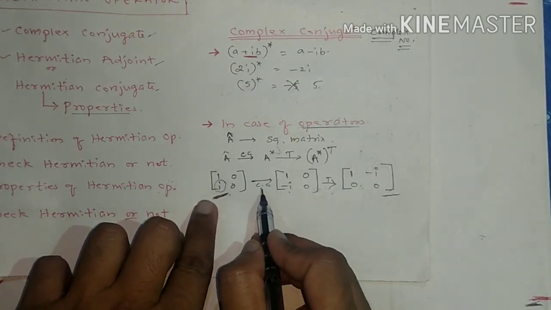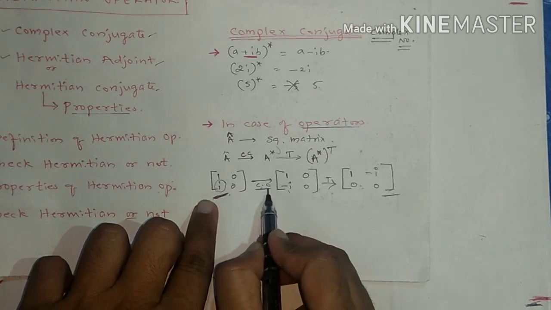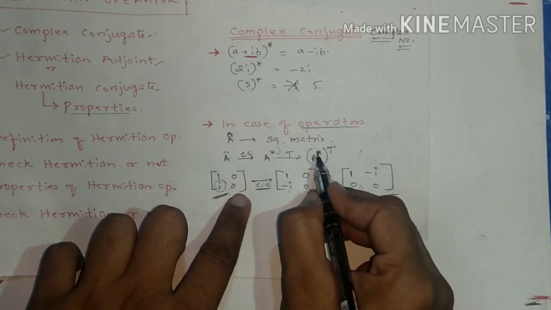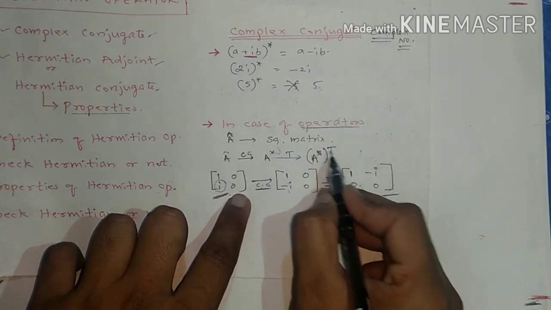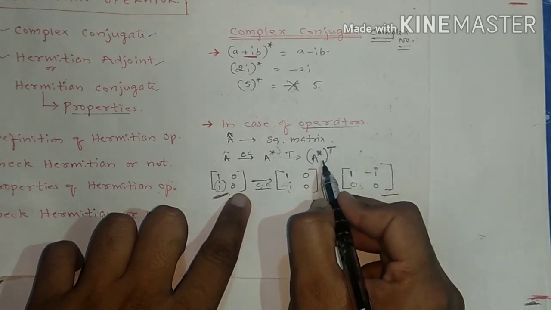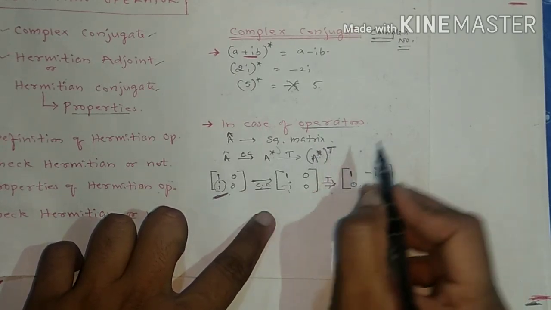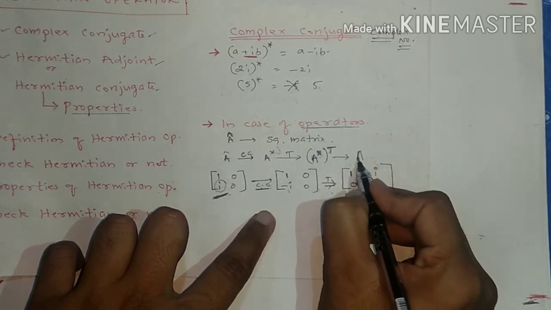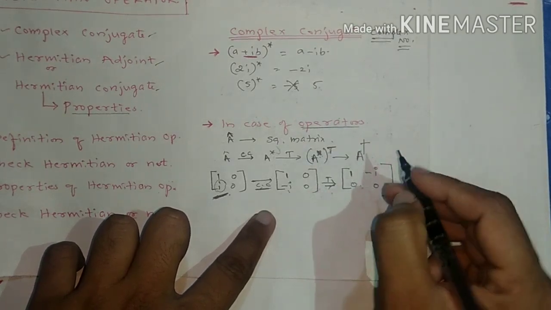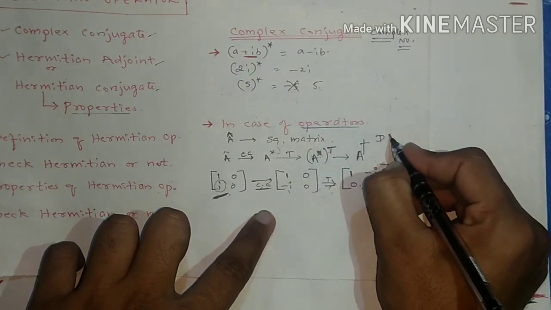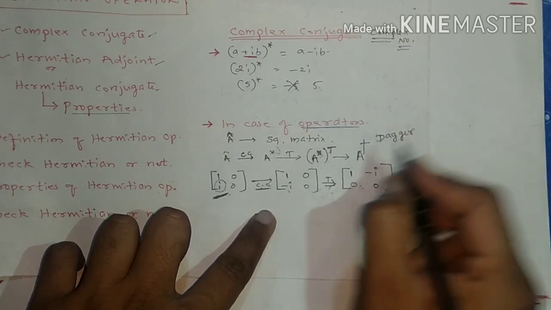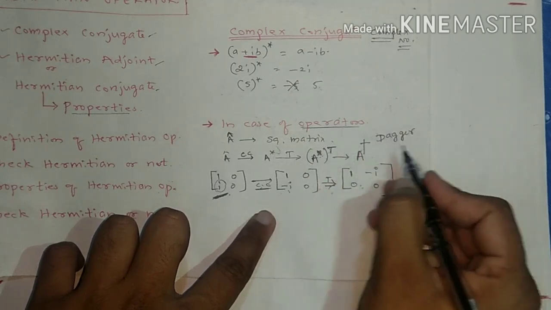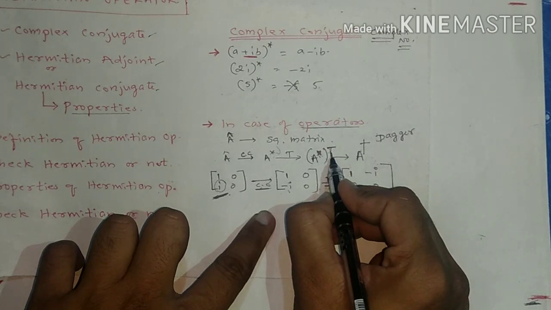So what are those operations? The first one is finding the complex conjugate, and the second operation is finding the transpose. Each and every time it's very difficult to write these two operations, so that's why this is condensed to a single notation called a dagger. This dagger indicates that two operations are to be done, that is complex conjugate and transpose.